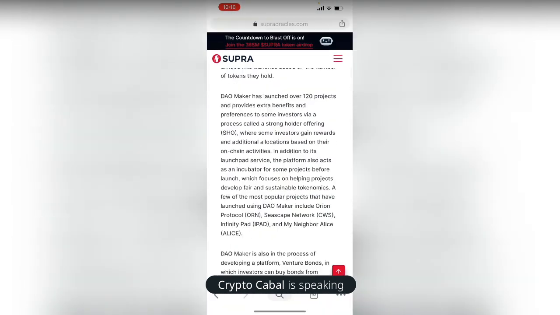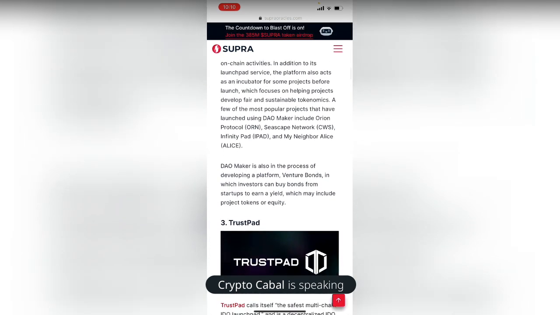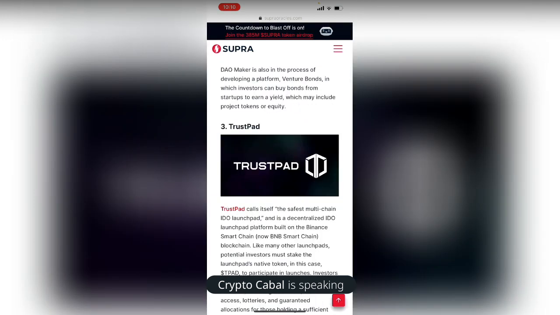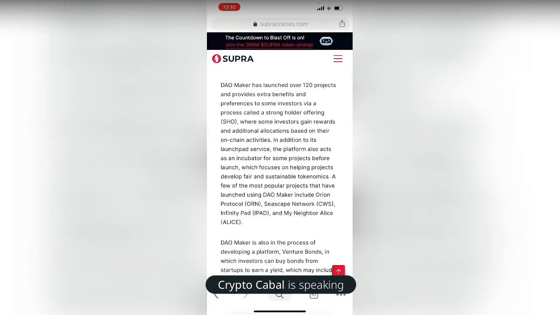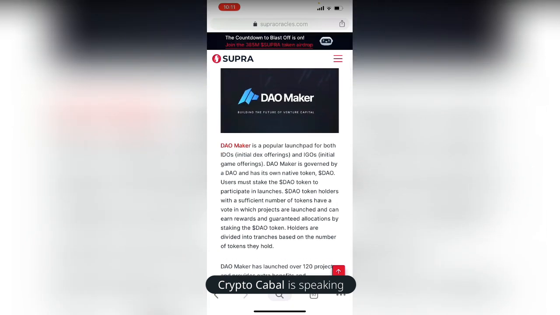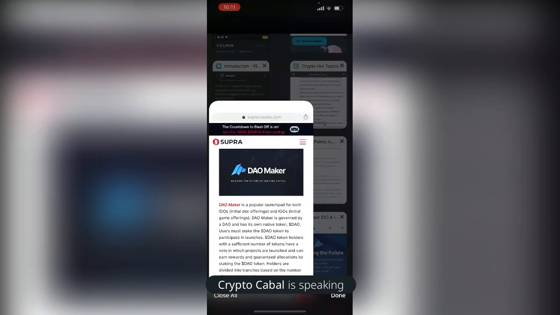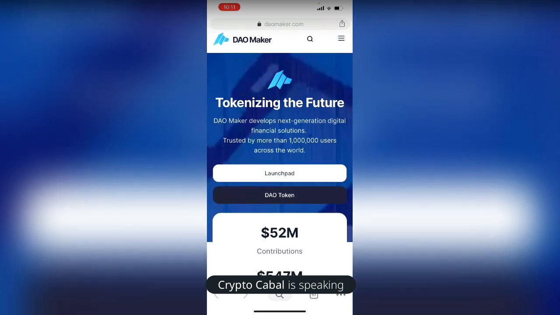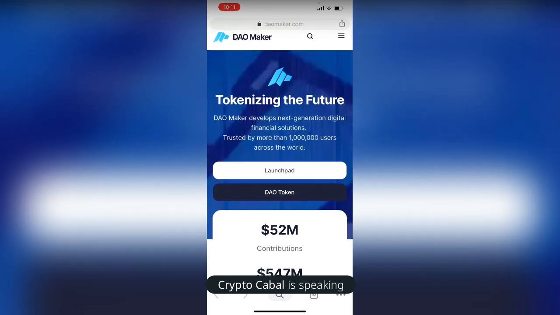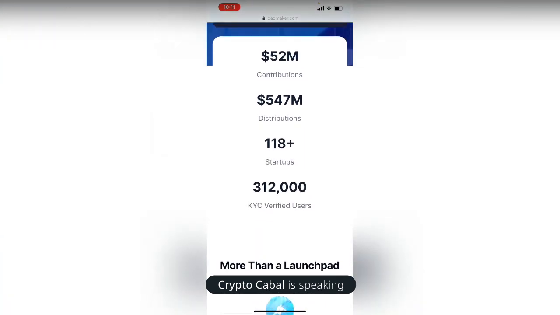Now we have types of launchpads. We have two types of launchpads. We have the decentralized exchange launchpads, which are the DEX launchpads, and we have the centralized exchange launchpads, which are the CEX launchpads. Talking about the decentralized exchange launchpads, they are launchpads that offer tokens on decentralized platforms. And these particular launchpads mainly specialize in IDOs.